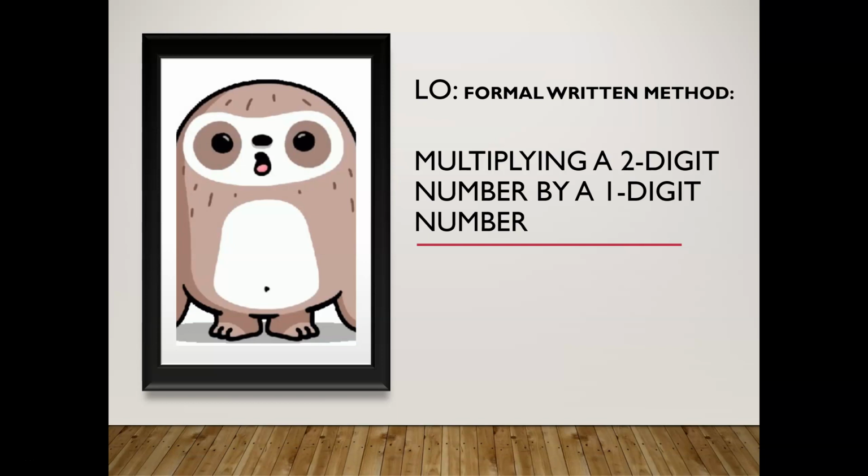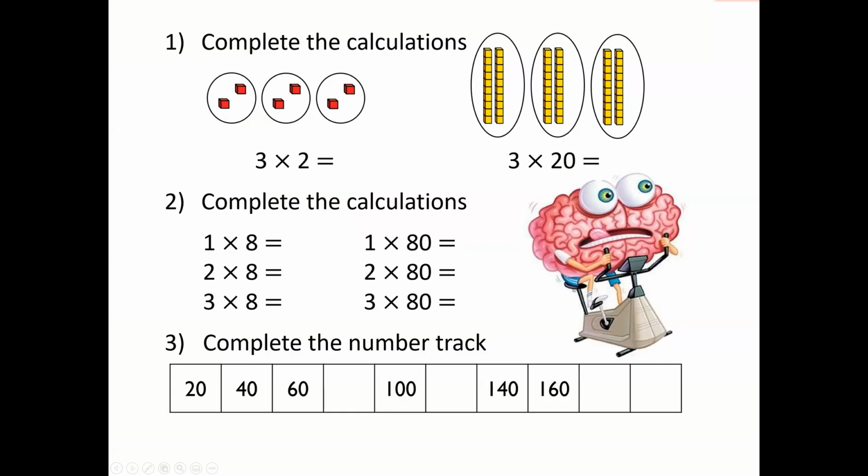Today, our learning objective focuses on the formal written method of multiplying a two-digit number by a one-digit number. But first, let's just get your brain warmed up and get ready to learn. Here are 3 questions for you to complete. Pause the video and have a go.